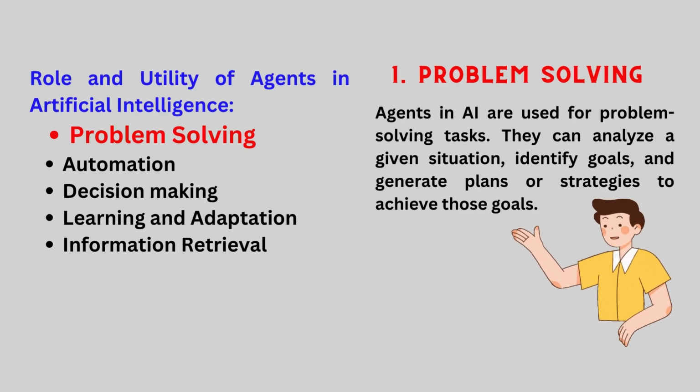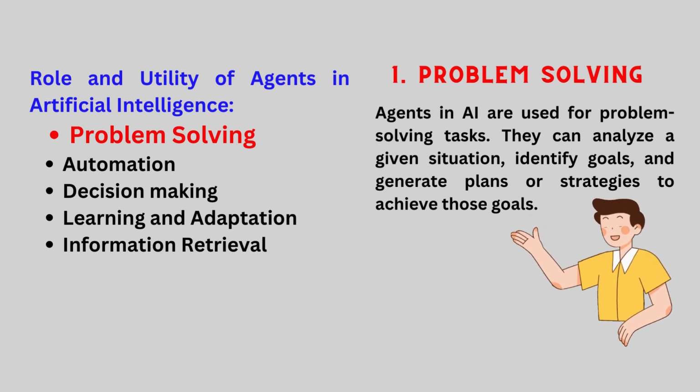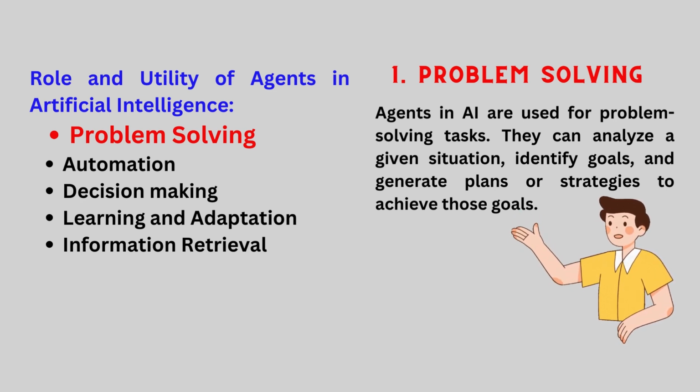Role and utility of agents in artificial intelligence. First, problem-solving. Agents in artificial intelligence are used for problem-solving tasks. They can analyze a given situation, identify goals, and generate plans or strategies to achieve those goals.